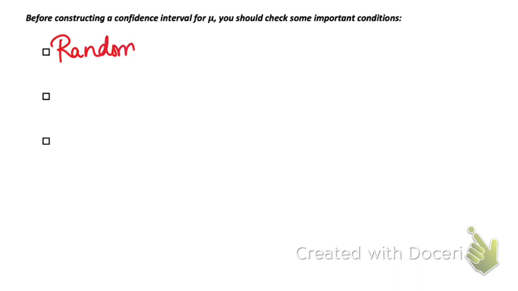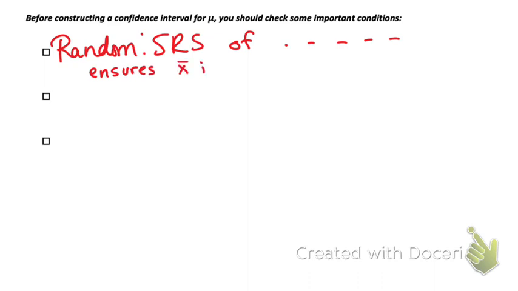Random. We need an SRS of blah, blah, blah. By the way, why do we check this? This ensures X bar is an unbiased estimator of mu. Yay. Okay, so we're going to check random. That's not going away. What else should we check?